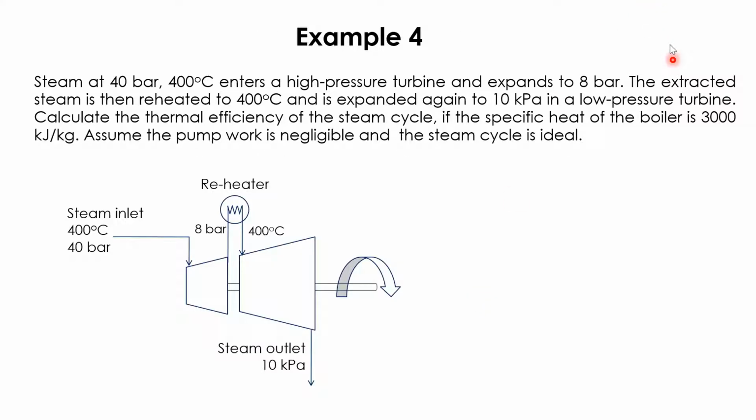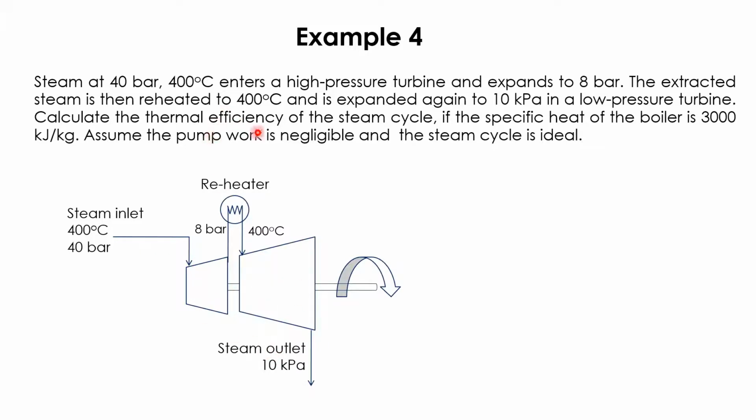Okay, in this example, you see steam at 40 bar and 400 degrees Celsius. This steam enters a high pressure turbine and expands to 8 bar. The steam is then reheated to 400 degrees Celsius again, and is expanded again to 10 kilopascal in a low pressure turbine. So we have two turbines, turbine number 1 and turbine number 2.